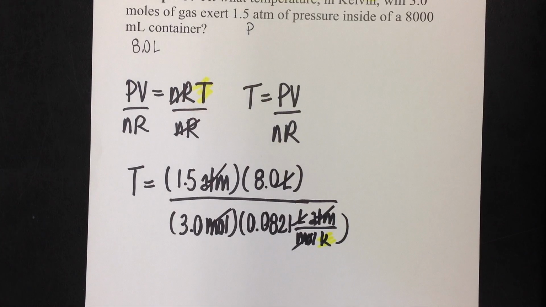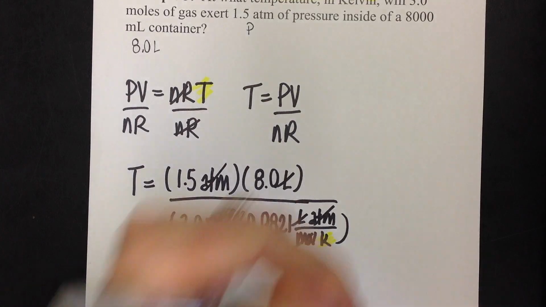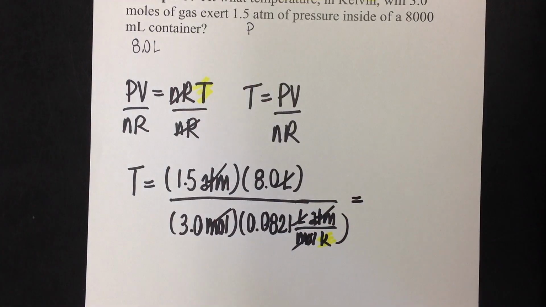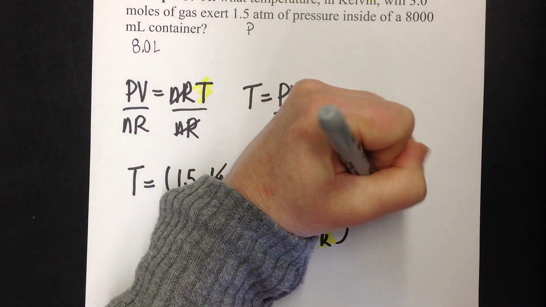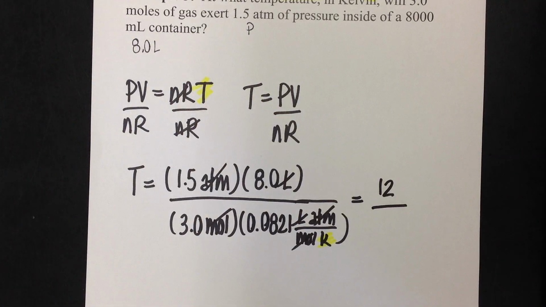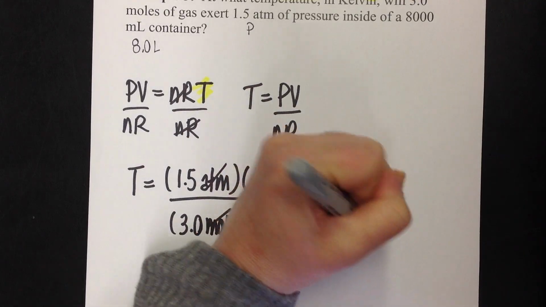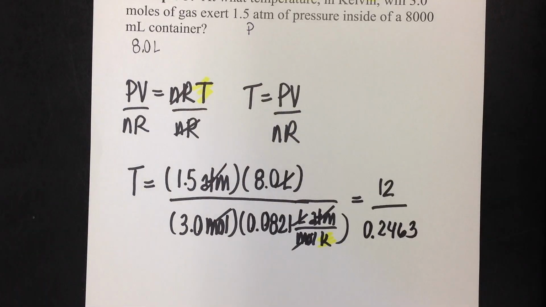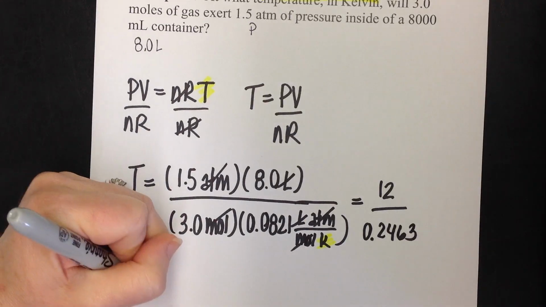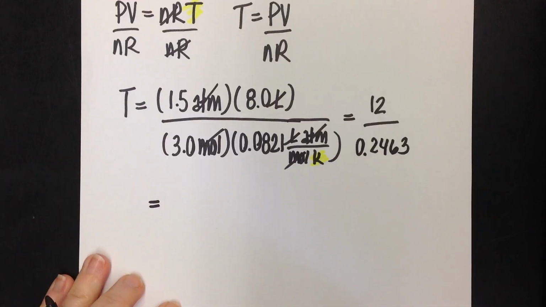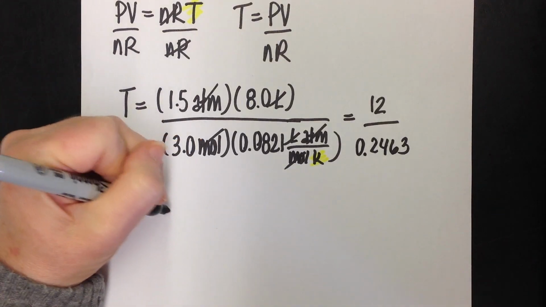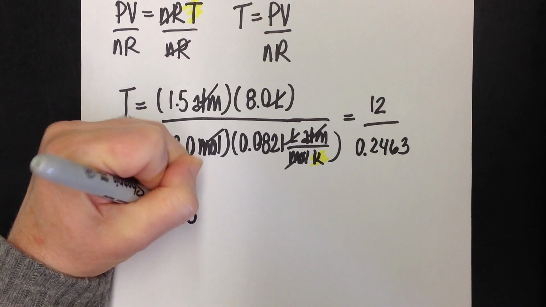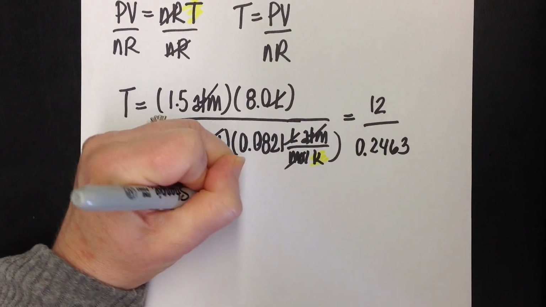So I'm going to multiply 1.5 times 8. I'll just go and do a little intermediate step for you this time. That is 12. Then I'm going to multiply 3 times 0.0821. That is going to be 0.2463. Again, just a little intermediate step, scratch work. Once you divide, you will get the final answer, which is 48.72 Kelvin.